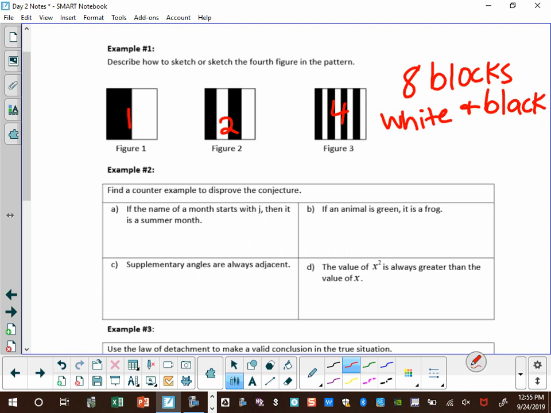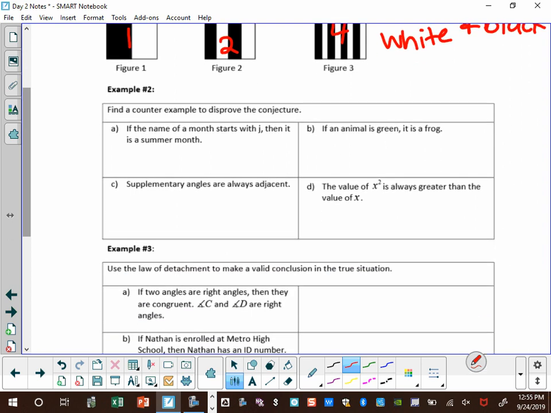All right, example 2. Find a counterexample to disprove the conjecture. A conjecture means this is a guess. If the name of the month starts with J, then it is a summer month. Is that true or false? If the name of a month starts with J, then it is a summer month. Is that true or is it false?